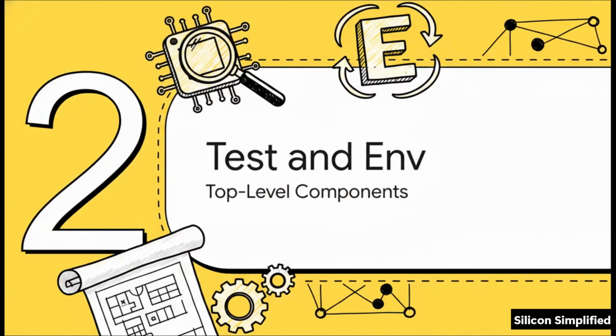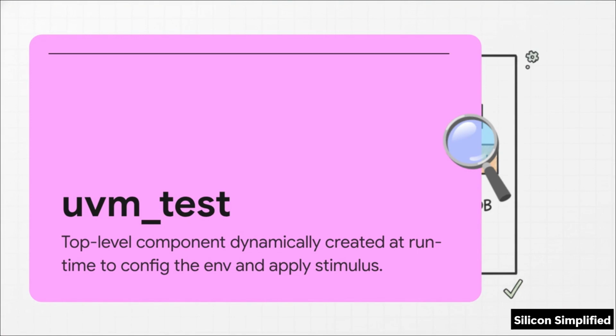Moving on to part 2, we're looking at the top level, the test and the env, or environment. Let's start at the very top of our blueprint. The UVM test is basically your master control node, but the absolute key phrase to remember here is dynamically created at runtime. Because the test is dynamically instantiated, it means you can compile your heavy, massive testbench just one time, but you can run dozens or even hundreds of different tests against it just by passing a command line argument to your simulator. It's an incredibly efficient way to manage a large verification suite.